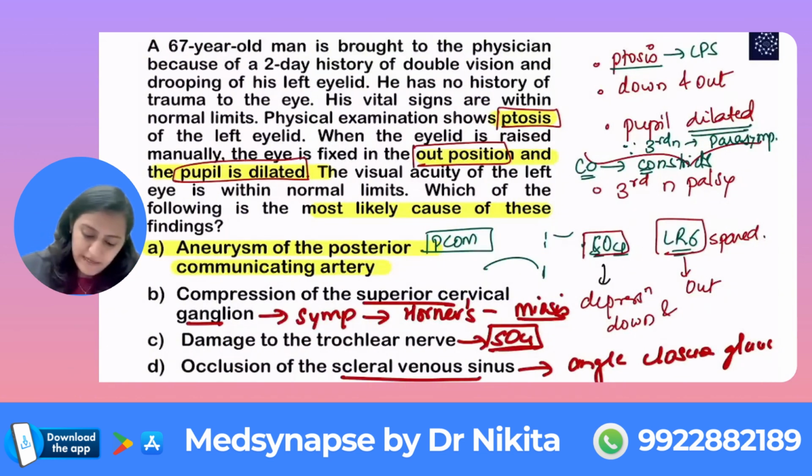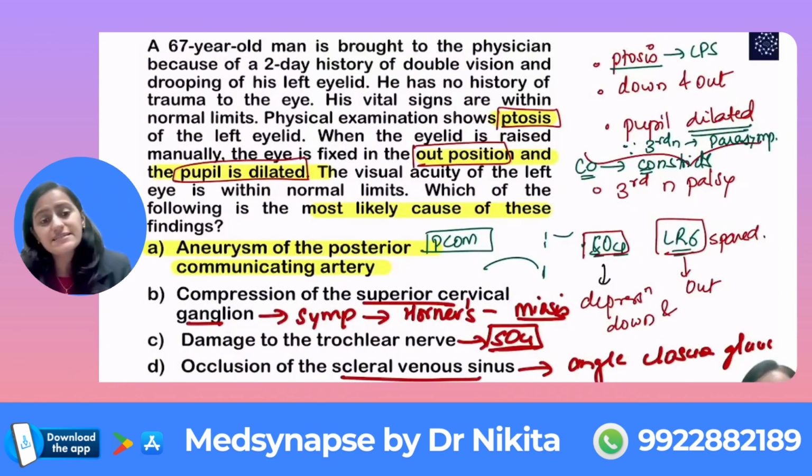So I hope everybody is clear that the answer here is PCOM aneurysm, third nerve palsy is very, very important here. Okay. PCOM aneurysm, third nerve palsy is a learning lesson here. You should never ever forget this.